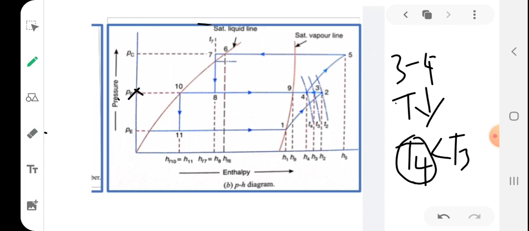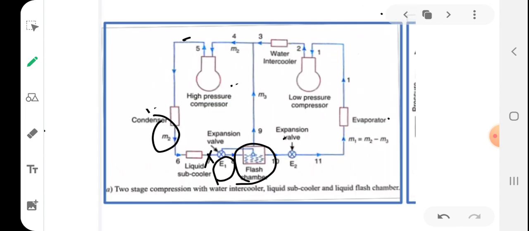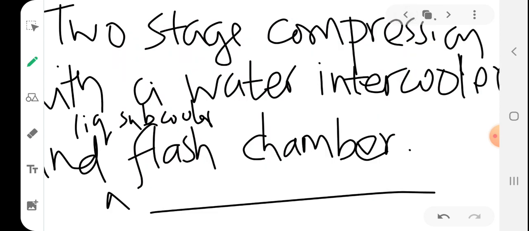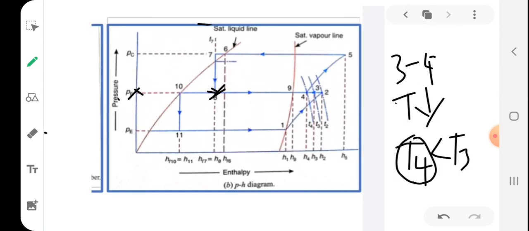To the pressure PF. So what is happening in the flash chamber? That is the important part of this particular type, the two-stage compression with water intercooler, liquid subcooler and flash chamber. After expanding to the flash chamber pressure, you can see at 8 this is inside the dome, which means some part is liquid and some part is vapor. So this is a mixture of liquid and vapor.